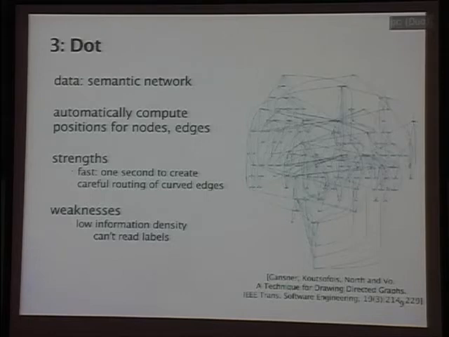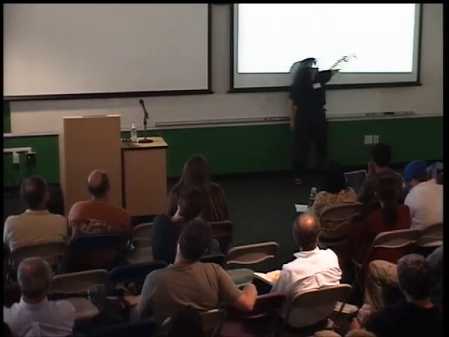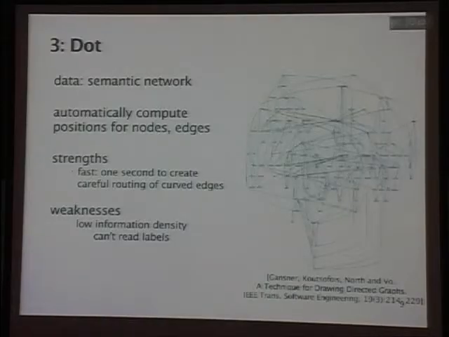Now, the strength of this is that it's very fast. This took about a second. Notice how there are some aspects of the careful hand-drawn picture that are preserved. These edges here are actually routed around all the nodes. None of these spline edges pass through a node.